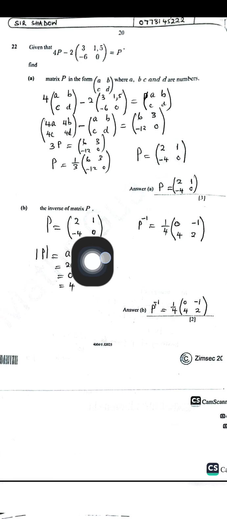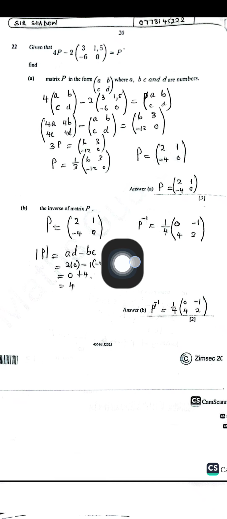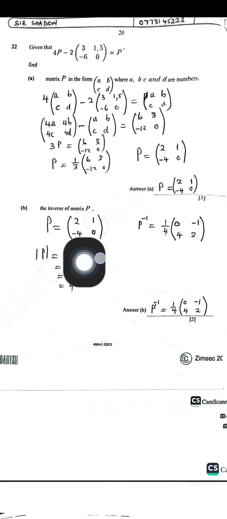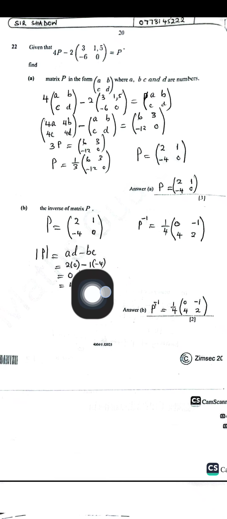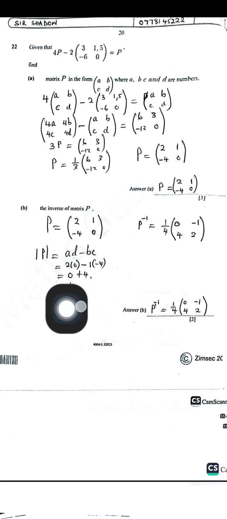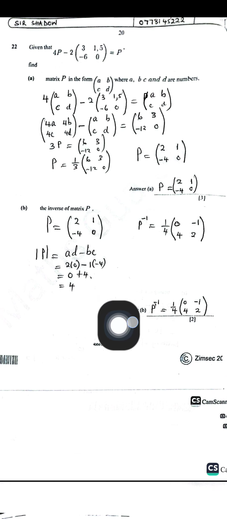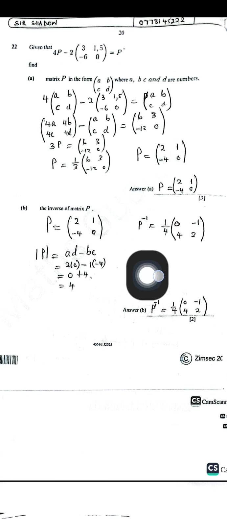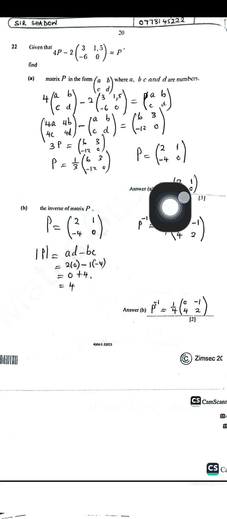Determinant is equal to AD minus BC. So it's 2 times 0 minus 1 times minus 4. So this becomes 2 times 0, you get 0. Minus 1 times minus 4, you get plus 4. So 0 plus 4, you get 4. So the inverse now is equal to 1 over the determinant, which is 1 over 4.